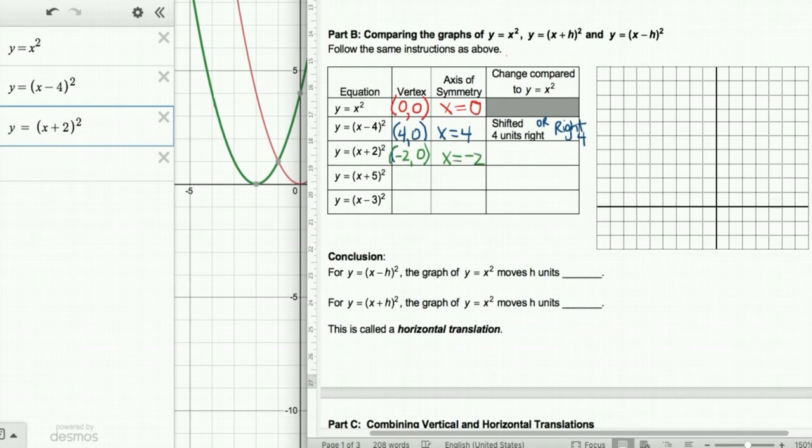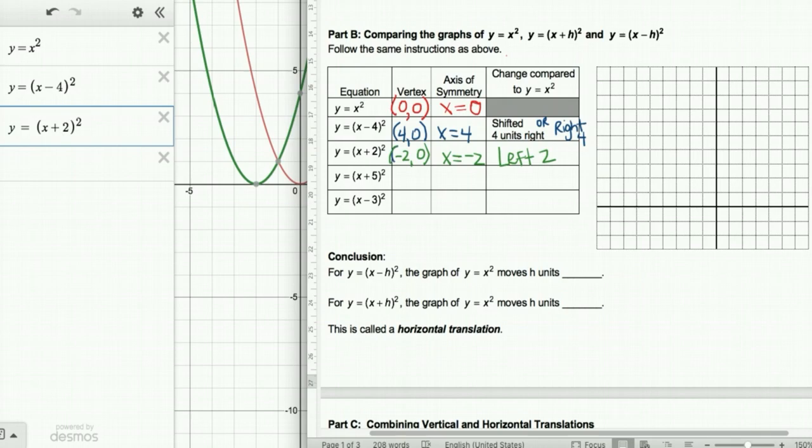Okay, so hopefully you're starting to see that wherever the x value of the vertex is, that's what the axis of symmetry is. Okay, so that makes sense. The axis of symmetry always hits the vertex. So the x value of the vertex is always the axis of symmetry. All right, so we are going to say here that it shifted left by 2. Okay, so we don't have to say negative 2 because we're already saying left.